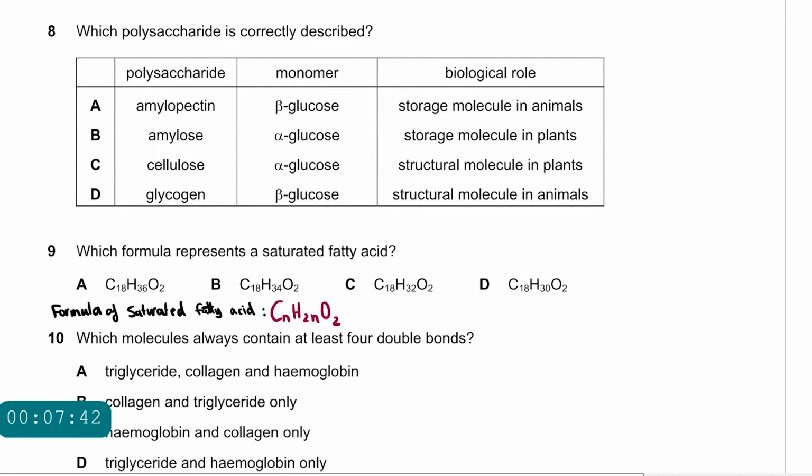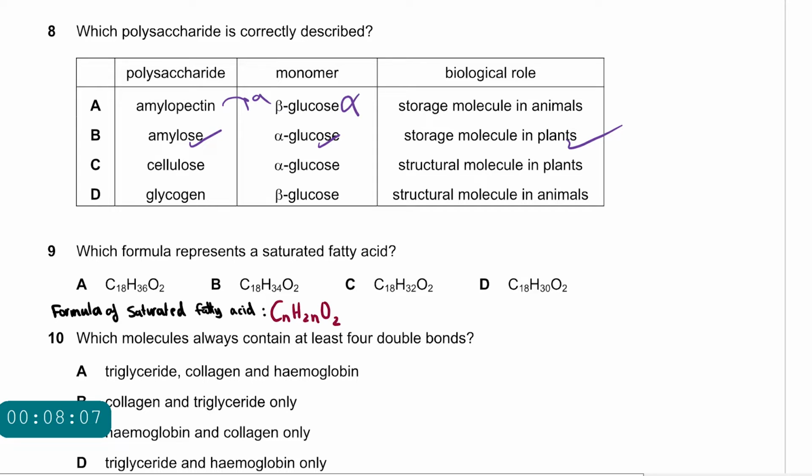Question 8. Which polysaccharide is correctly described? A. Amylopectin, monomer beta glucose. This is incorrect. Actually, it's alpha glucose. For B, polysaccharide amylose, and it's correct. It has alpha glucose monomers, and its biological role is a storage molecule in plants. This is correct.